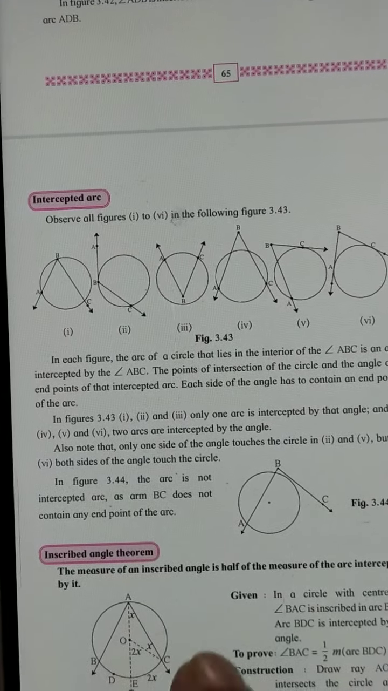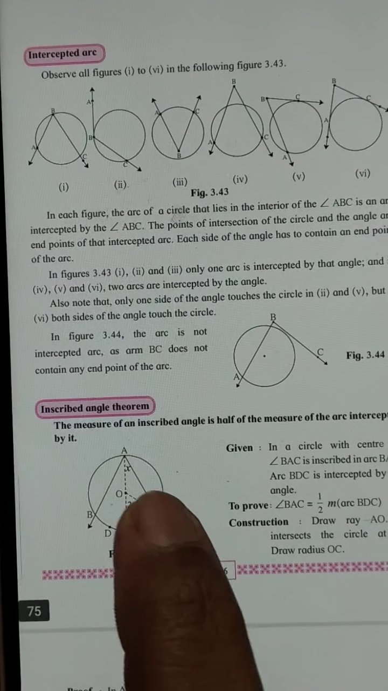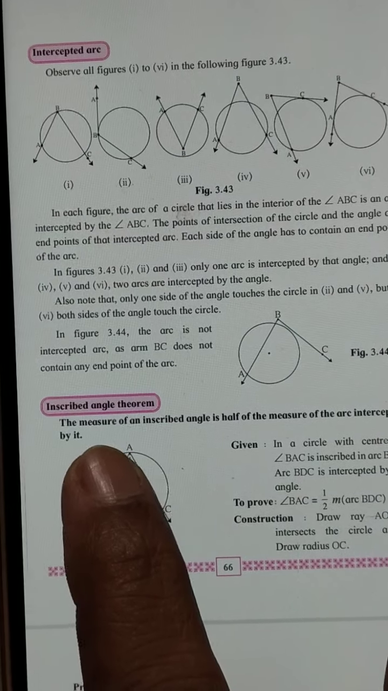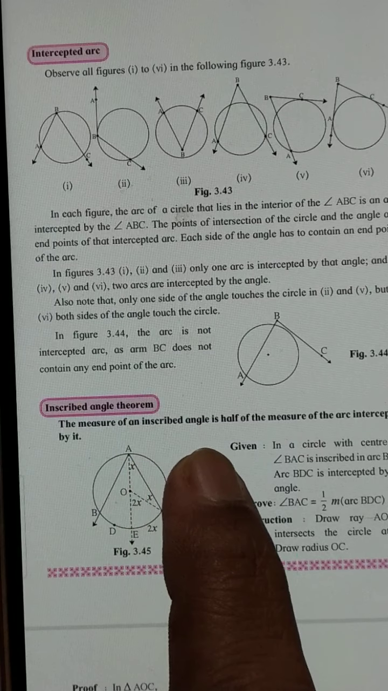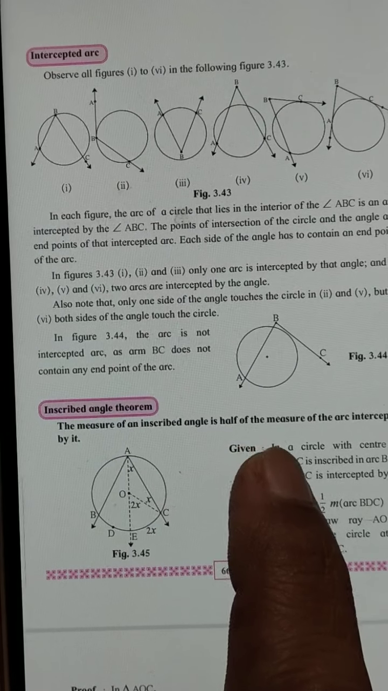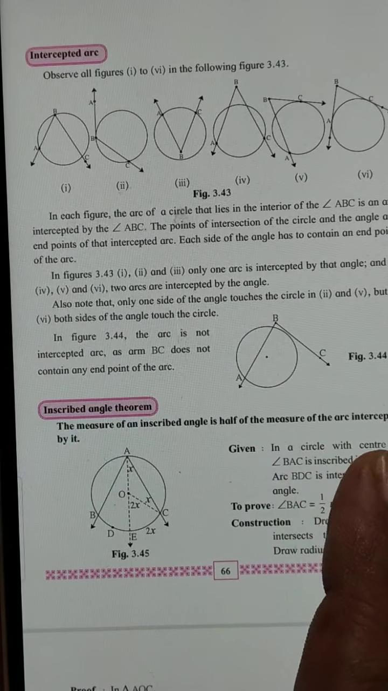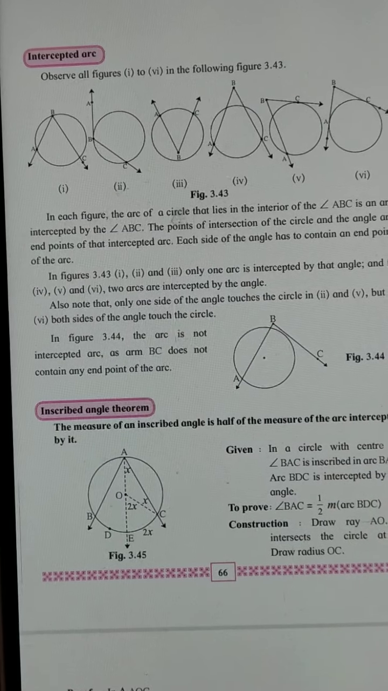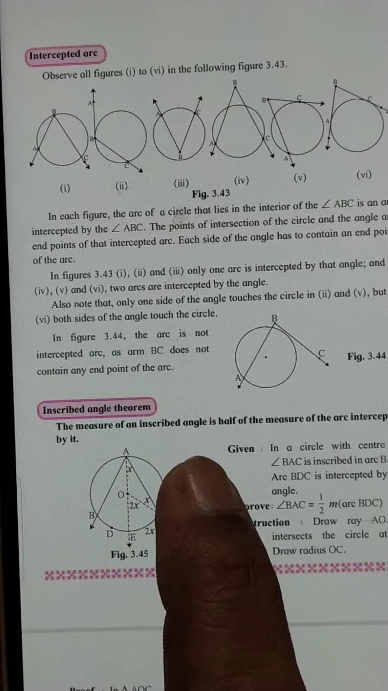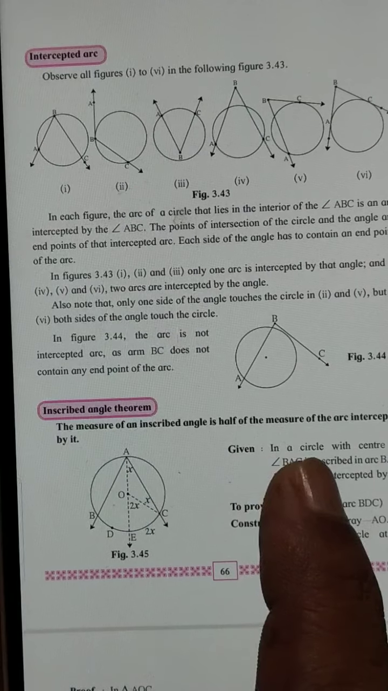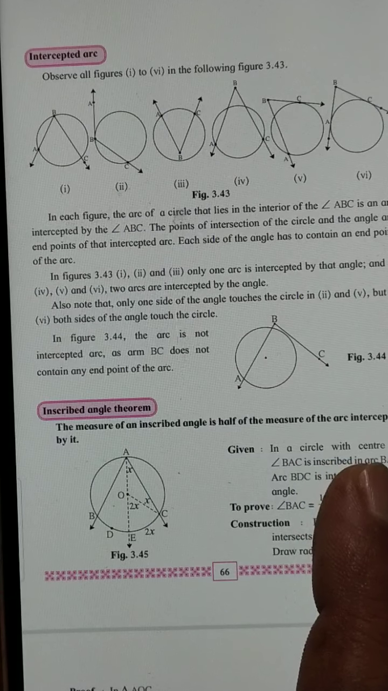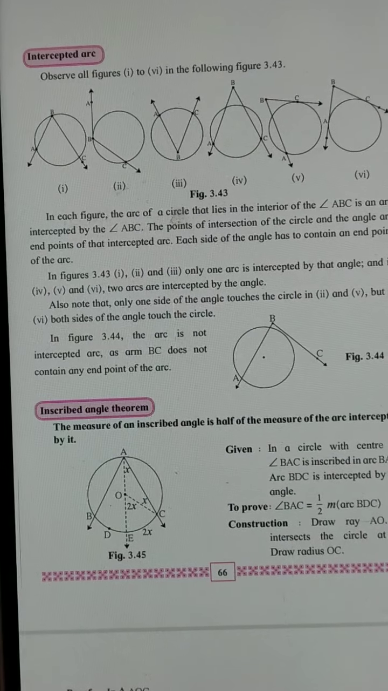Inscribed angle theorem. Let us see the theorem first. The measure of an inscribed angle is half of the measure of the arc intercepted by it.